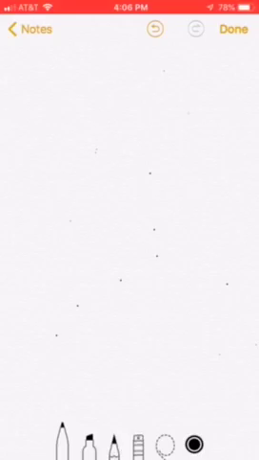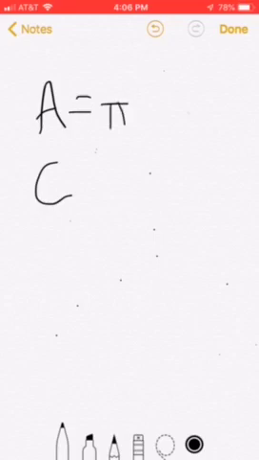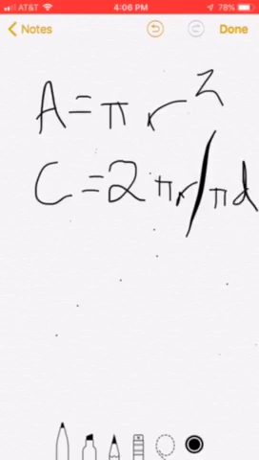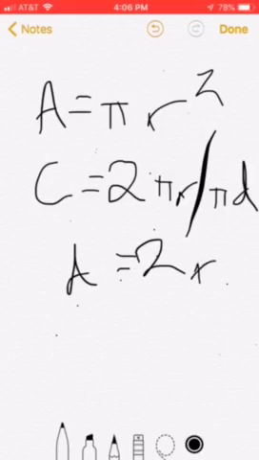So, now you know how to calculate the area and circumference of a circle. So, let's review the 3 formulas which I taught you today. Area is pi r squared. Circumference is 2 pi r or pi d. And our last formula is, of course, D equals 2R.